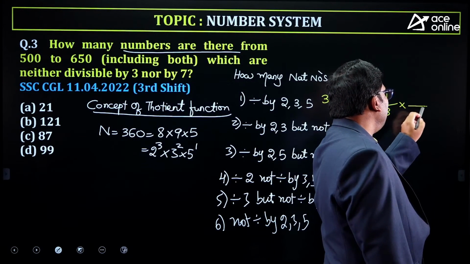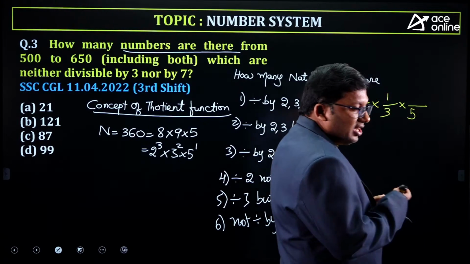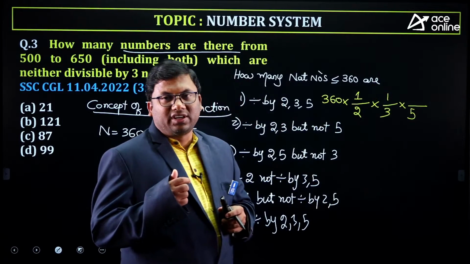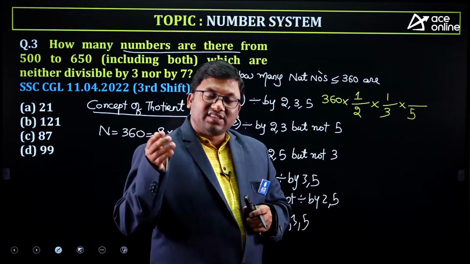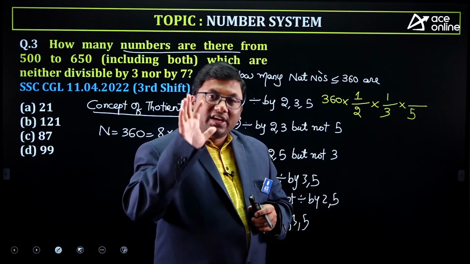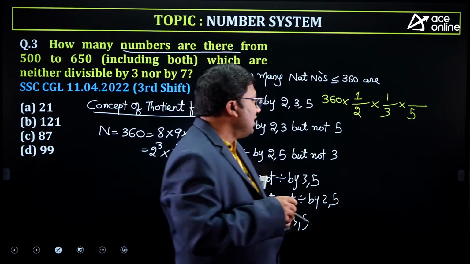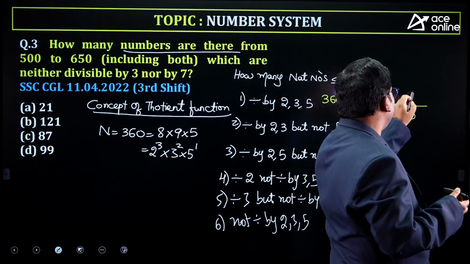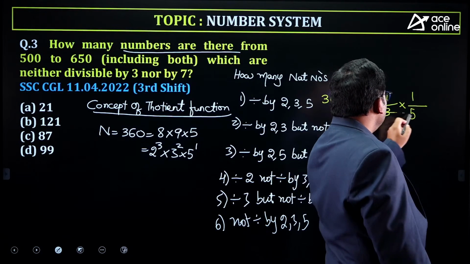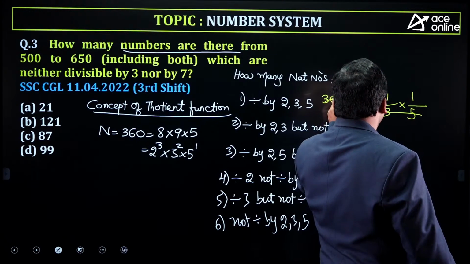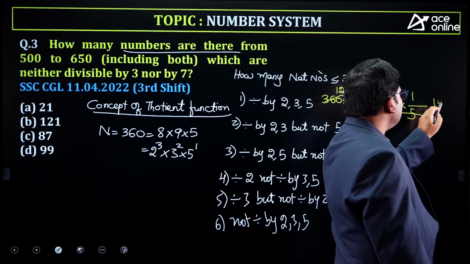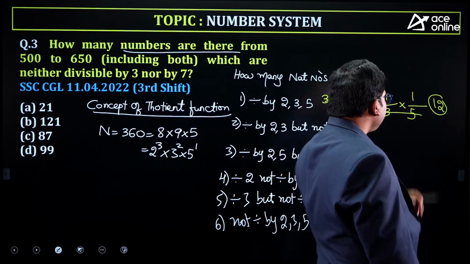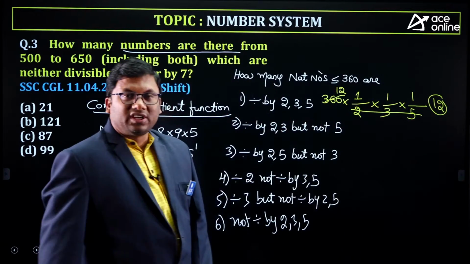Similarly, take any 5 consecutive numbers. 3, 4, 5, 6, 7. 5 is divisible by 5. Any 5 consecutive numbers, one number is divisible by 5. 6 5s are 30. 30 12s are 360. Answer for this question is 12.